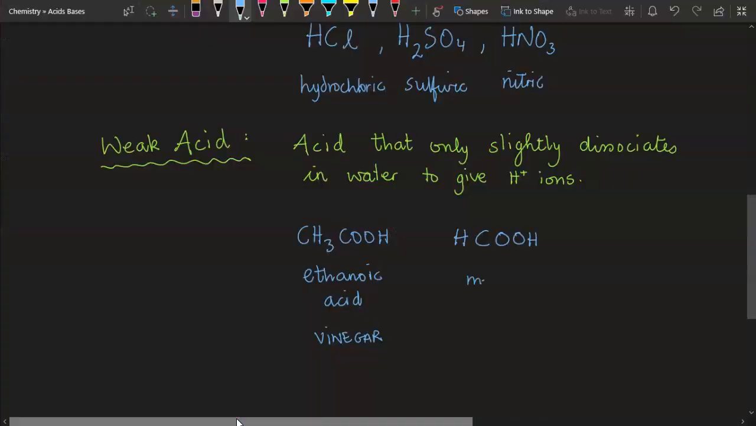This, which again is methanoic acid. Methanoic acid is the substance that's found in things like nettles and wasp stings and stuff like that. So again, a fairly weak acid.